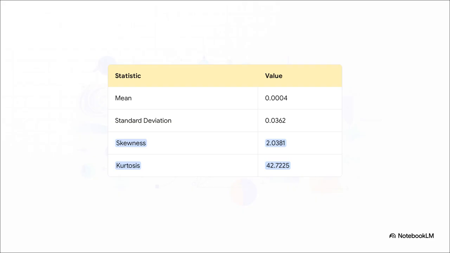Well, the numbers here pretty much speak for themselves. The skewness is over 2, so that's a really strong lean to the right. But then, look at the kurtosis. It's not just a little high, it's over 42. This data has incredibly fat tails. A normal distribution model doesn't even stand a chance here.